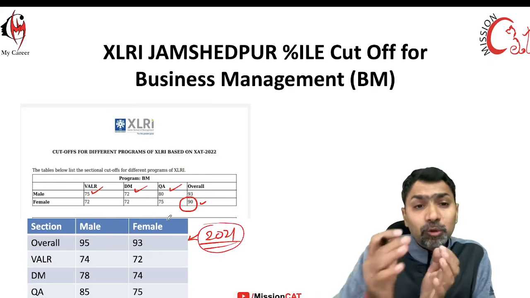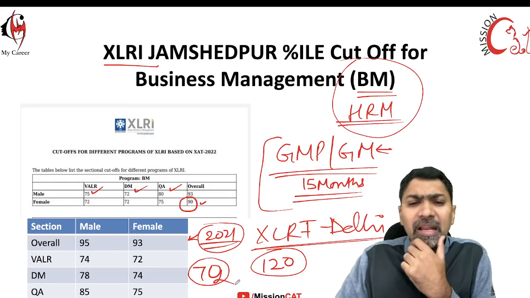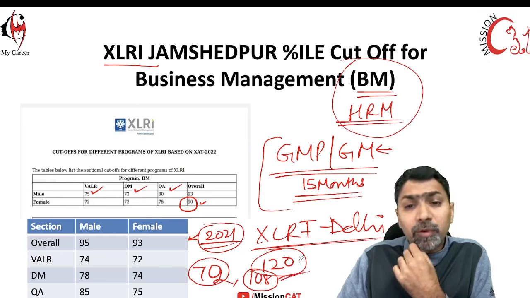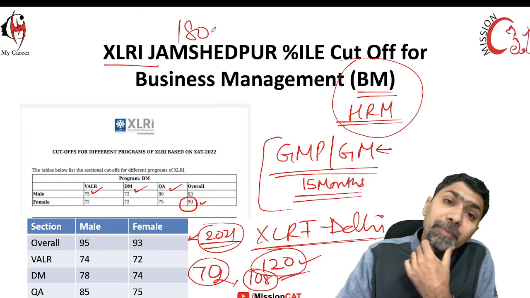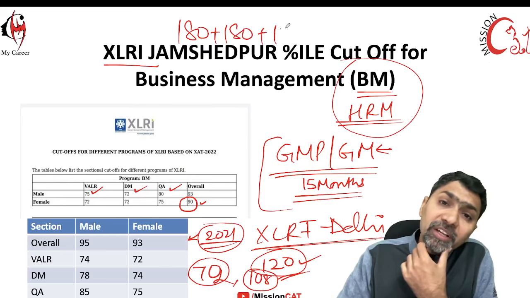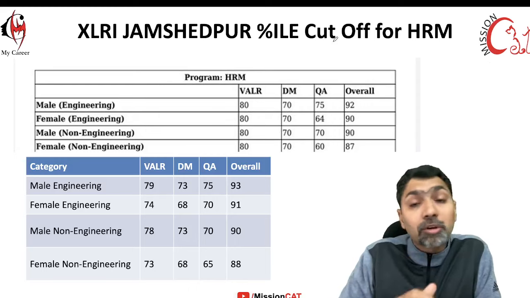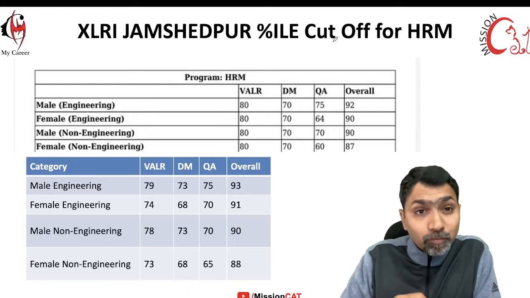XLRI Delhi has also given very promising results, and I think there are 120 seats. First batch there were 70 seats odd, 72 maybe, and second year there were 108 or so seats. Now we are expecting 120 seats. So 180 plus 180 plus 120, so approximately 480 seats you have for XLRI Jamshedpur. But this is not the end. There are many other colleges which accept that, right.